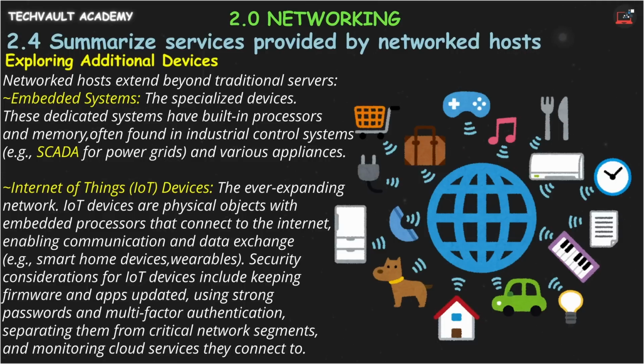IoT devices are physical objects with embedded processors that connect to the internet, enabling communication and data exchange. For example, smart home devices, wearables. Security considerations for IoT devices include keeping firmware and apps updated, using strong passwords and multi-factor authentication, separating them from critical network segments, and monitoring cloud services they connect to.